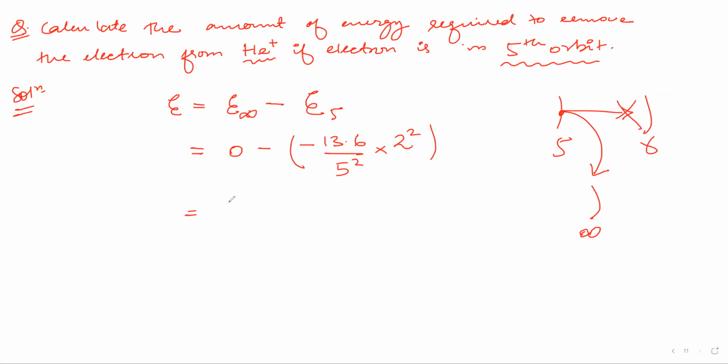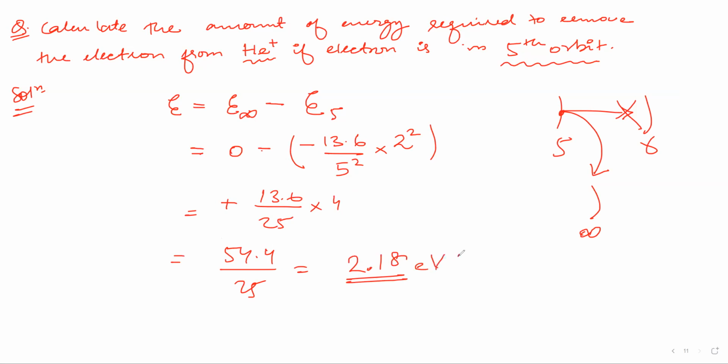Okay. So this will be positive, right? Whatever energy you will get, it will be positive. Negative, negative is positive. So this will be 13.6 divided by 25 into 4. Sorry, not 4 square, rather it is 4. So 13.6 into 4, it is equal to 54.4 divided by 25. So this will be approximately 2.2, or 2.18 also is right. Electron volt per atom.